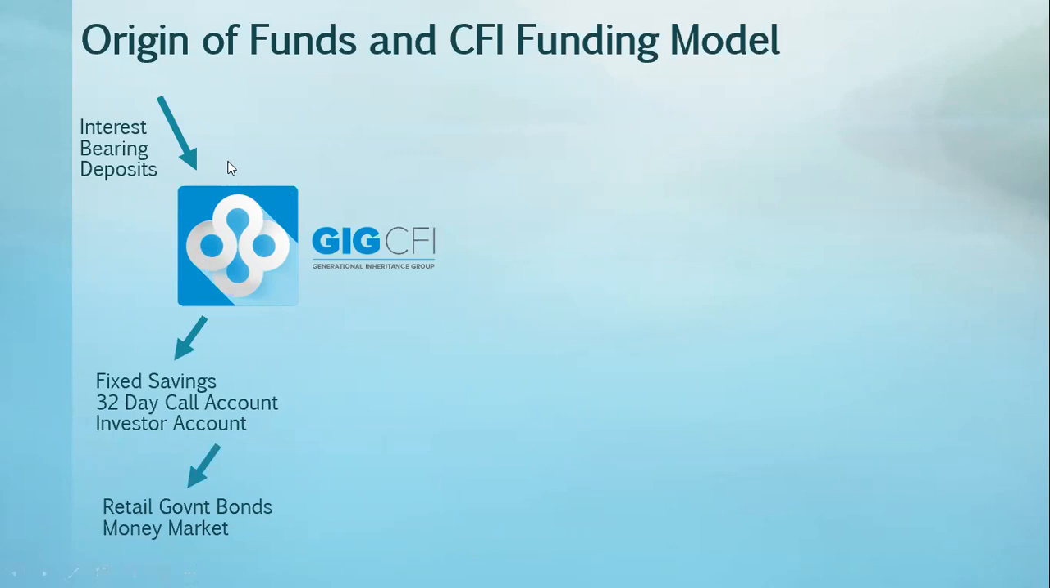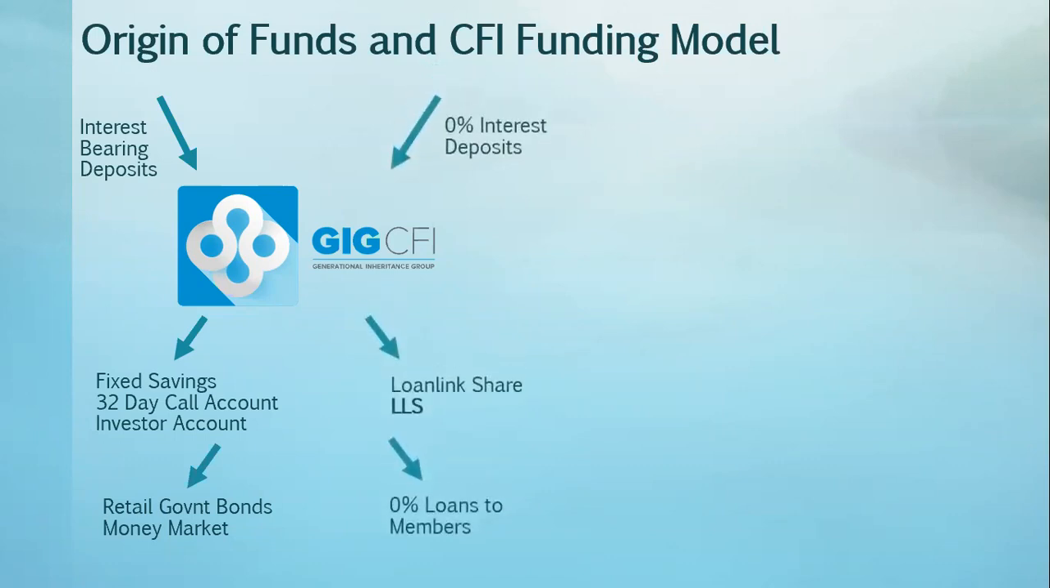But as long as you know, the reason why we can do what we're doing is that we've got two sources of funding. The one is money coming in at interest, and the second one is money coming in at zero interest. And that's the exciting one that we will go into more depth in, and that is link share. So people, if they've invested at zero interest, can then also borrow at zero interest loans to members.